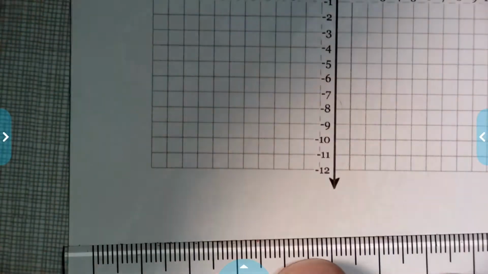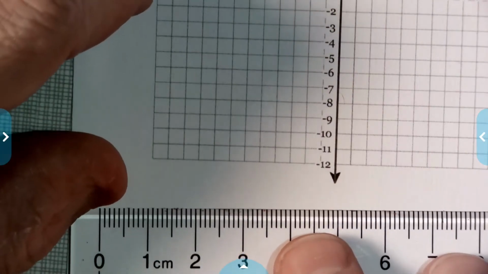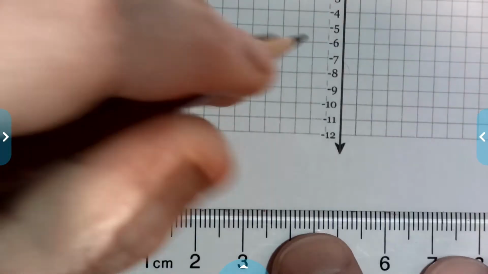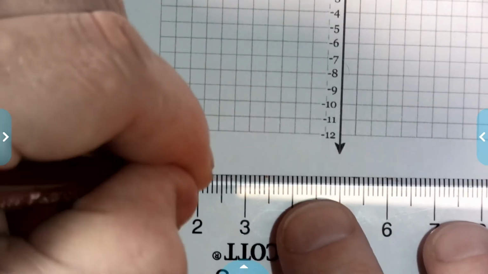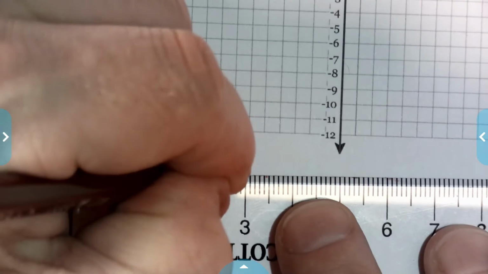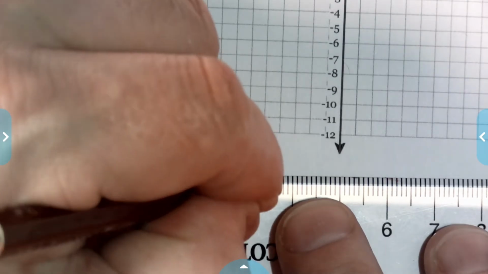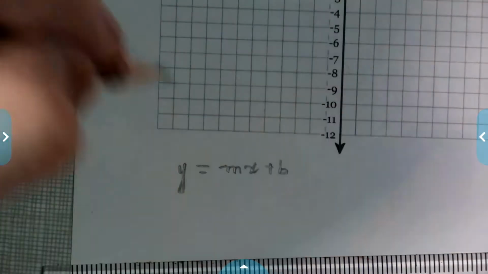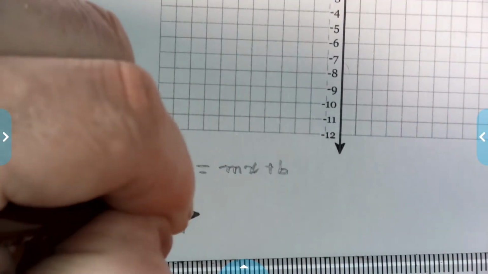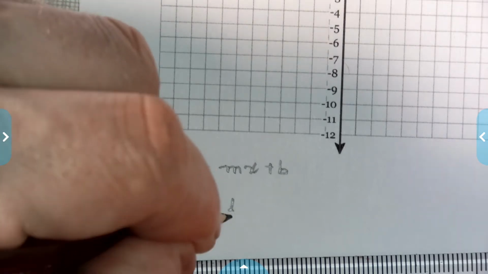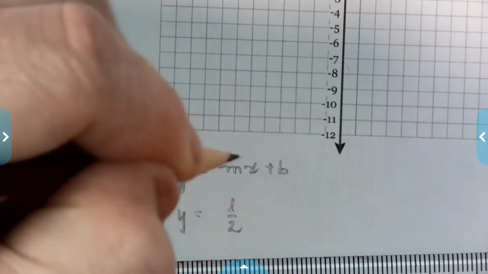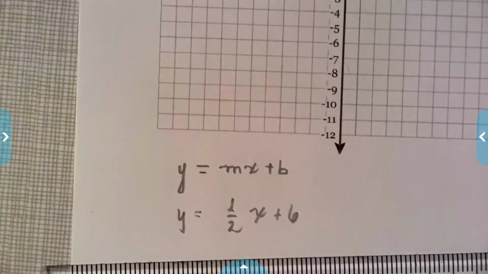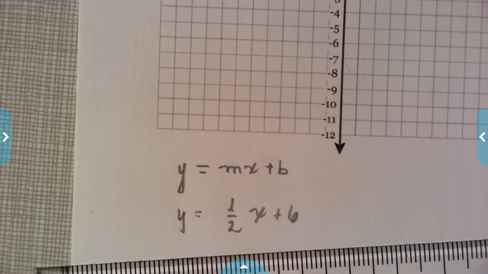Right. So now I can write down here in the form y equals mx plus b, I can write y equals 1/2 x plus 6. And that's it.